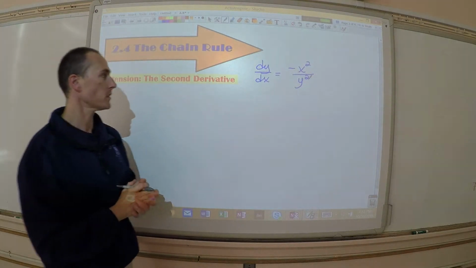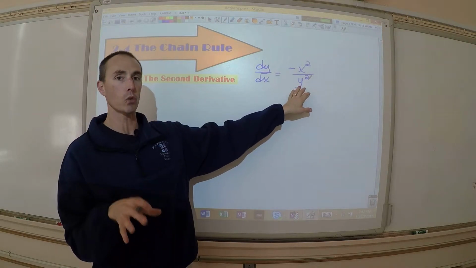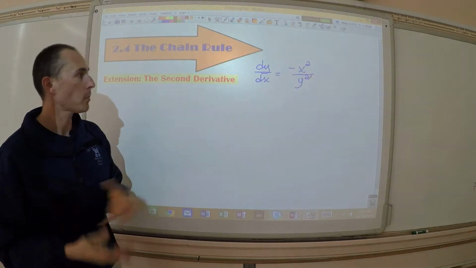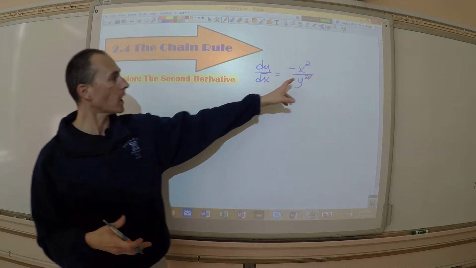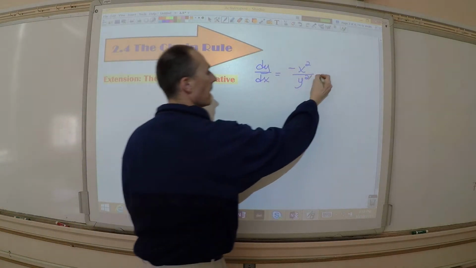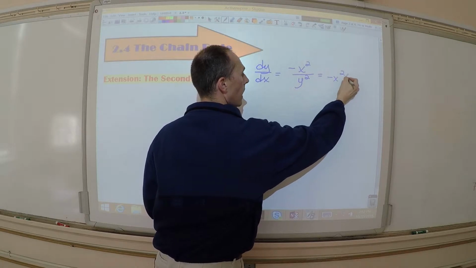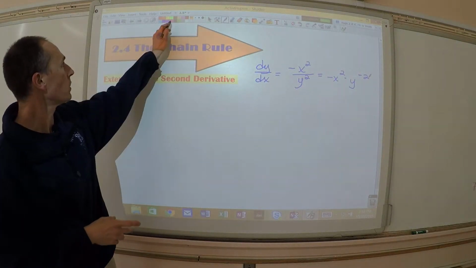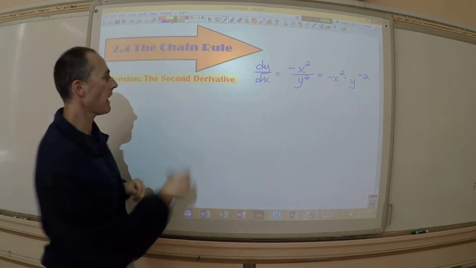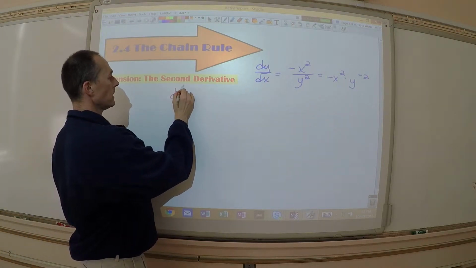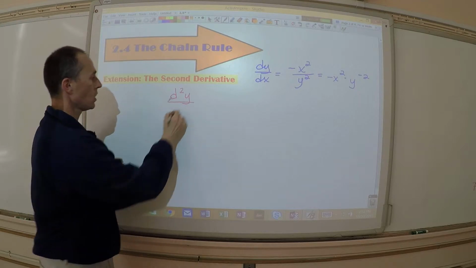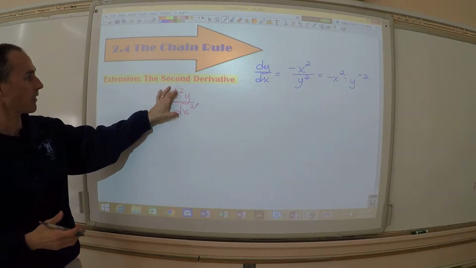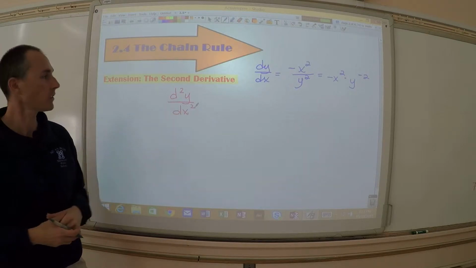And we have a couple choices here. We can either approach this using the quotient rule, or we can bring that y squared up and use the product rule, which is, I think, where I'm going to go here. So let's rewrite this as negative x squared times y to the negative second. To get our second derivative, that notation would be d2y over dx squared, right? So the second derivative of y with respect to x.